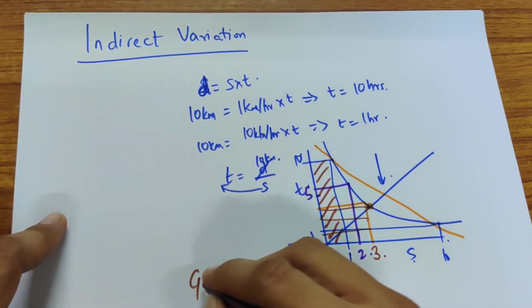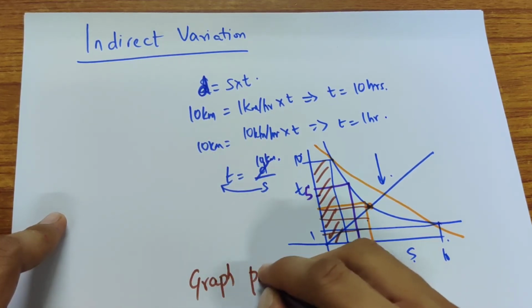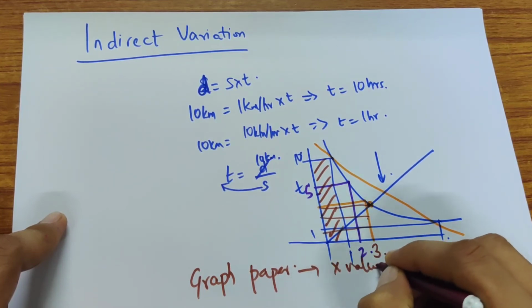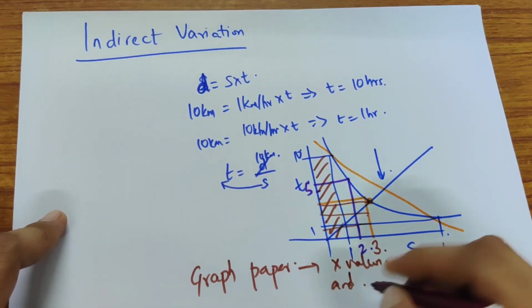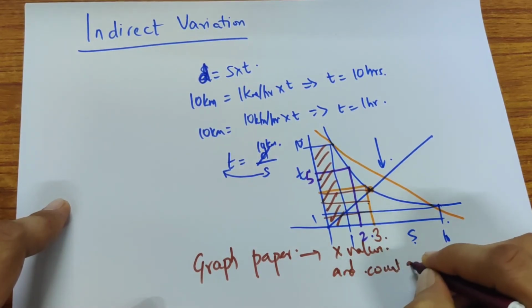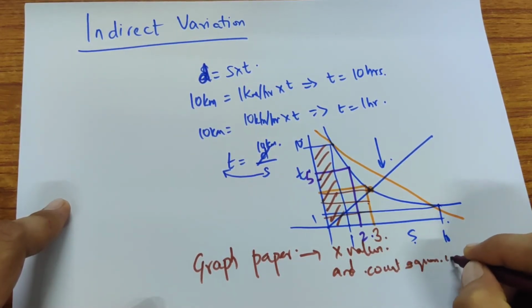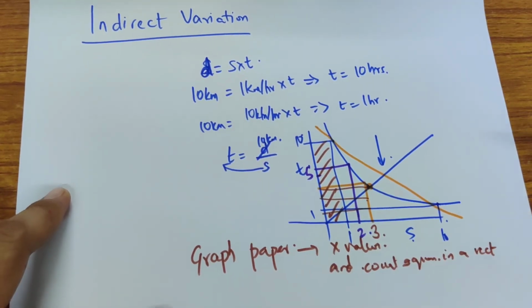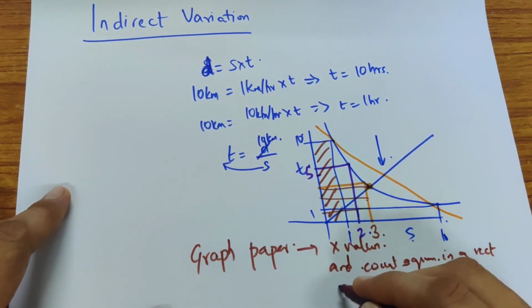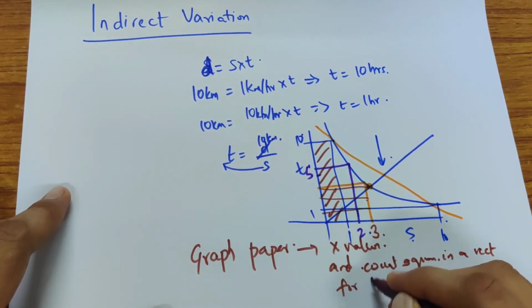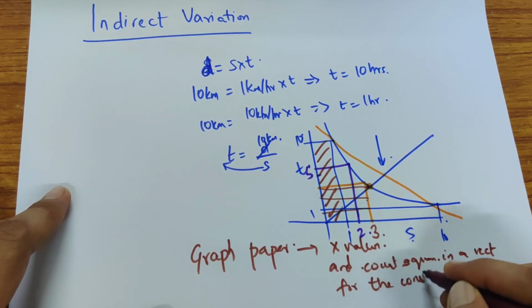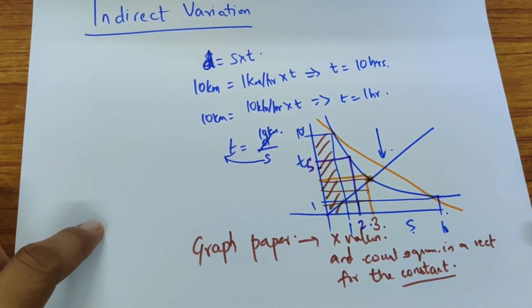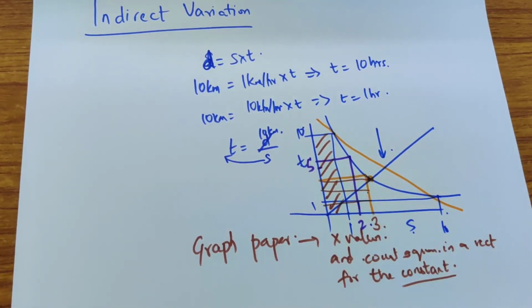So basically with graph paper, take x values and count squares in a rectangle where you get the constant. And that's basically, I think, an interesting way of looking at indirect variation.